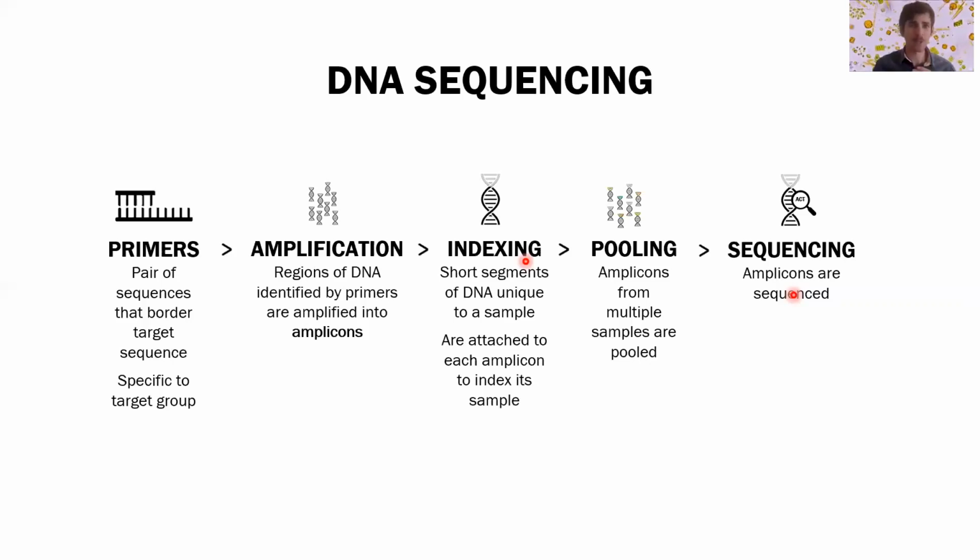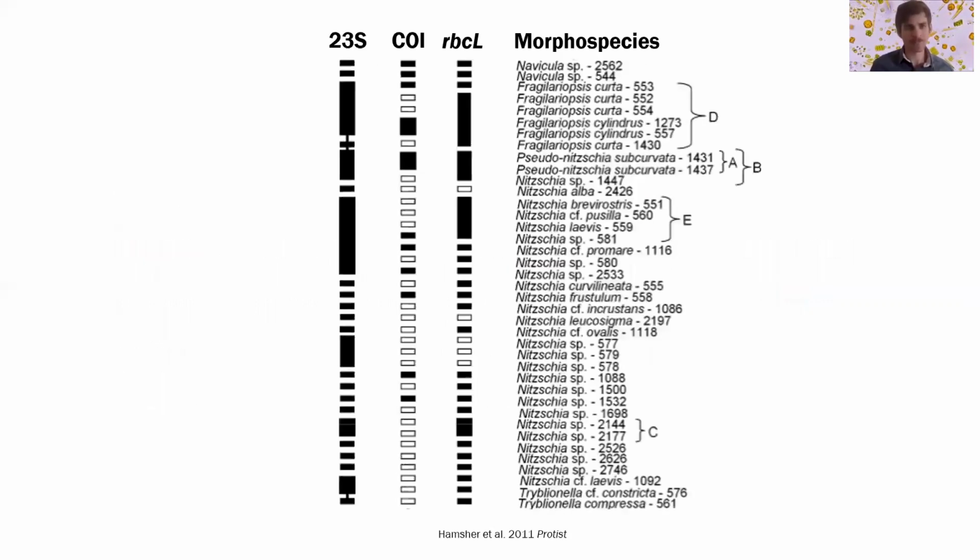So there are three major places where we have to make some decisions. Number one is what primers do we use? Number two is what process do we use to amplify? And third is what sequencing platform to use. Amplification and sequencing are pretty standard across the board, but primers are more specific to the group of interest. So we want to focus on what primers are good for diatoms.